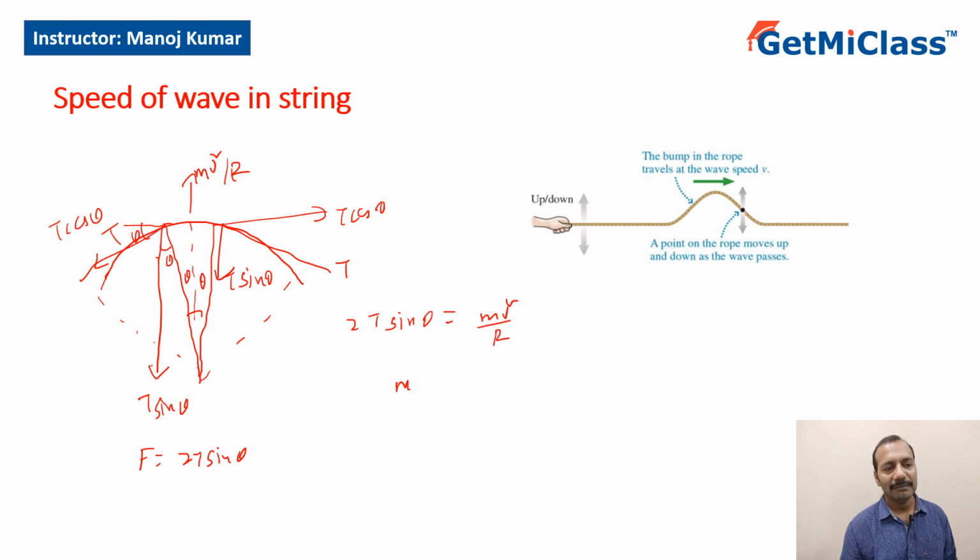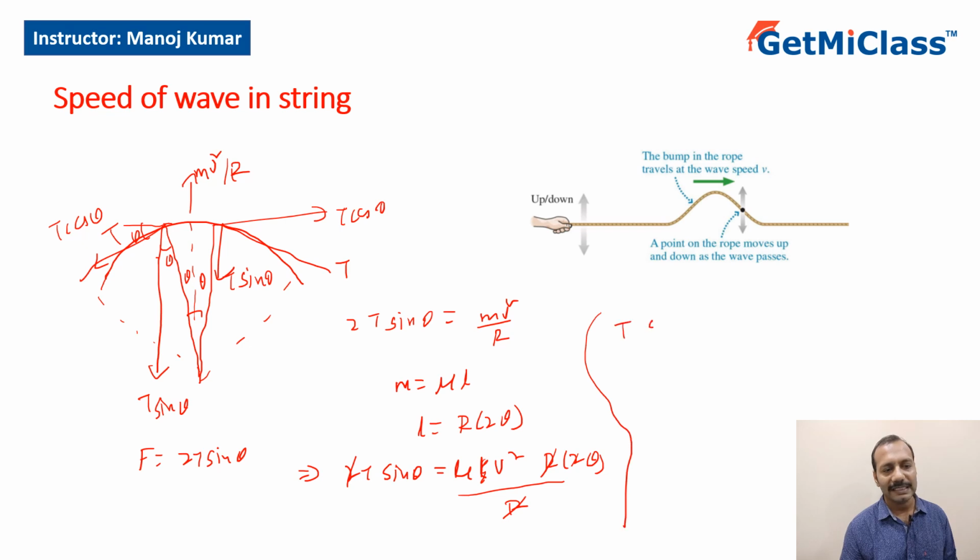Now what is m? m equals mass per unit length into length of the strip. Now L can be written as r into 2 theta because it subtends an angle of 2 theta. So that gives 2T sine theta equal to mu into L, v square remains v square by r, and instead of L I'll write r into 2 theta. So r cancels, and I can cancel 2 and 2 as well. From this I'll be left with T sine theta equal to mu into v square theta.